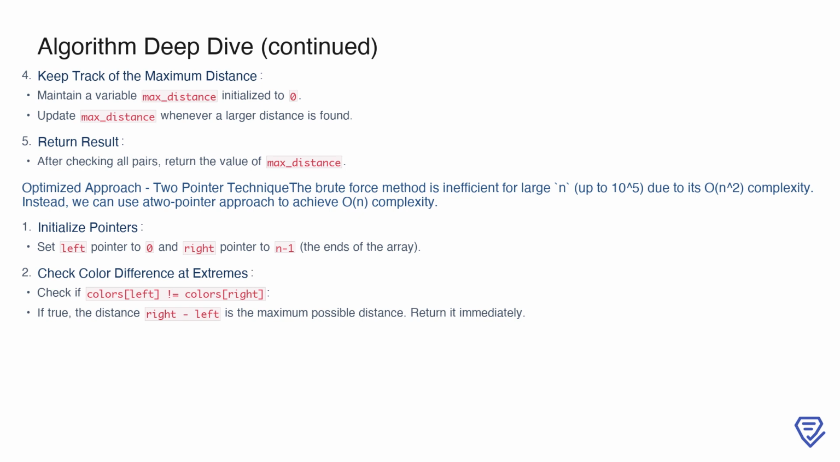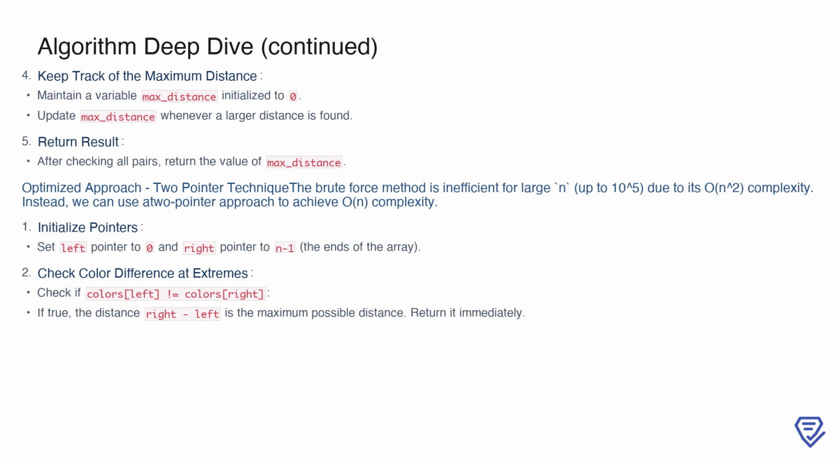Every time we find a new pair of indices with different colors, we calculate their distance and update max_distance if the new distance is greater. After evaluating all possible pairs, the algorithm returns the largest distance found. However, while this brute force approach works, it becomes inefficient as the size of the array increases. For instance, if the array has a length of 10 to the power of 5, the O(n squared) complexity from the nested loops leads to an excessive number of comparisons.